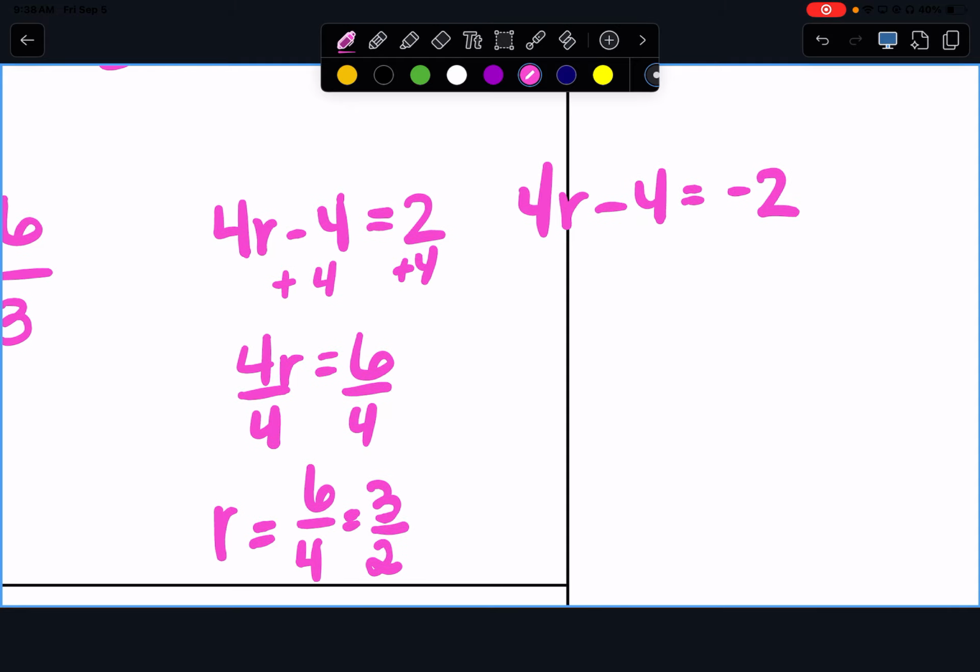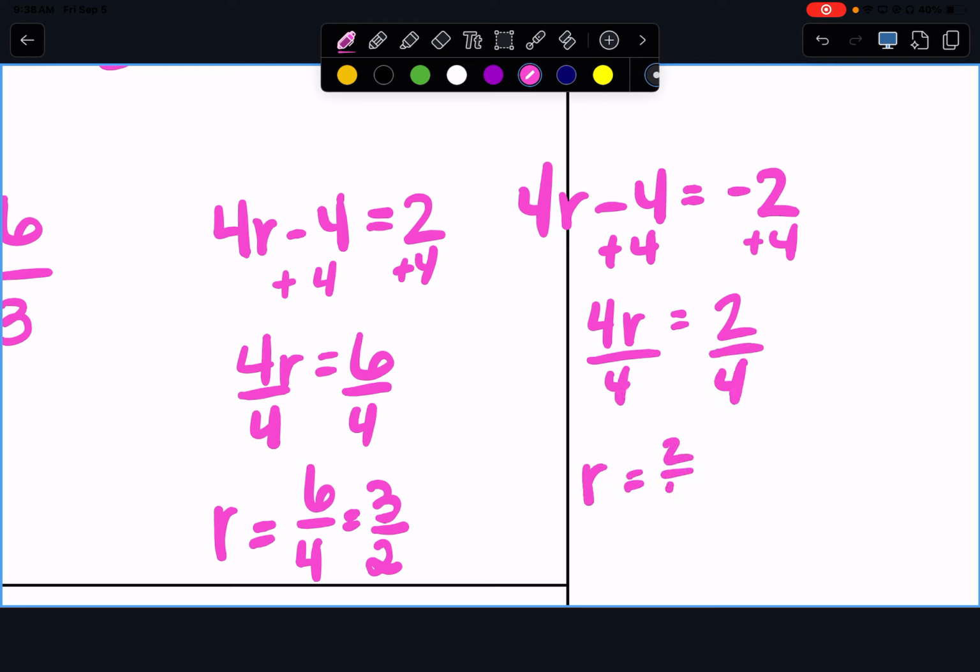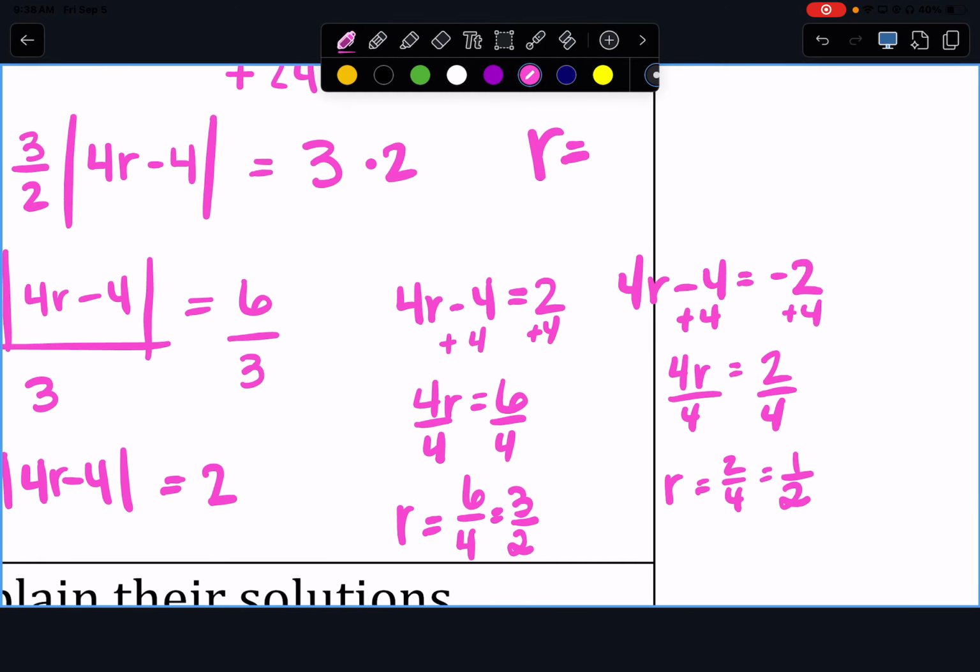And we do the same thing for the second answer. So add 4 on both sides. What is negative 2 plus 4? Divide by 4. We get r is equal to 2/4. Can I simplify 2/4? So our solution is r is equal to, which one's smaller, 3/2 or 1/2? So 1/2, comma, 3/2.